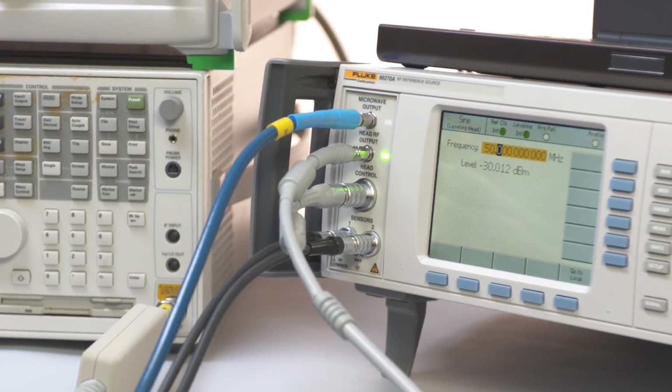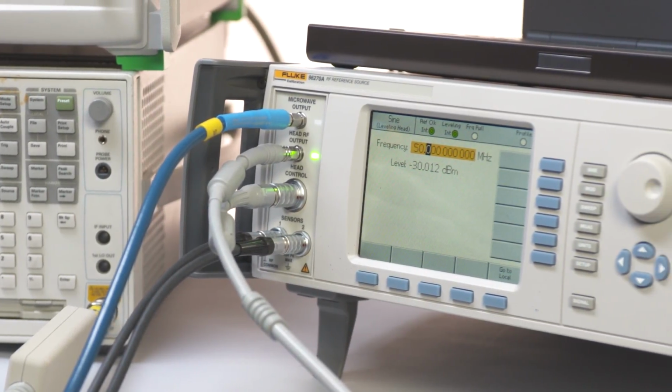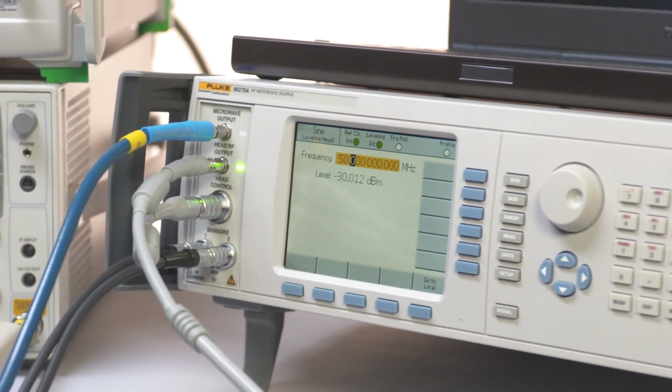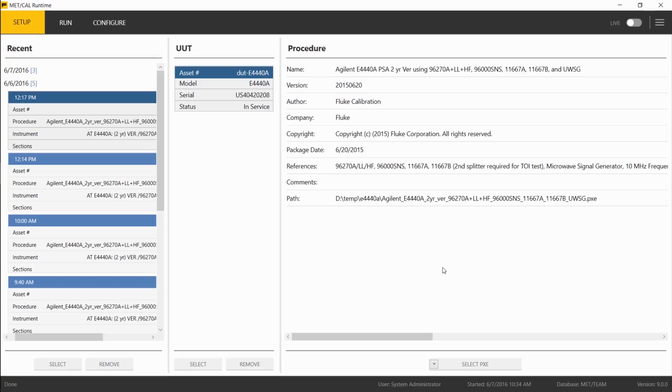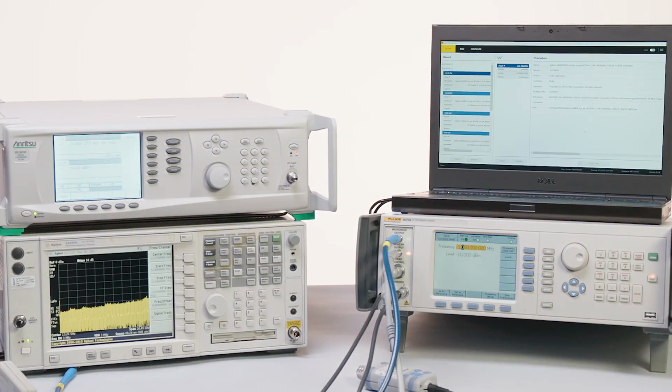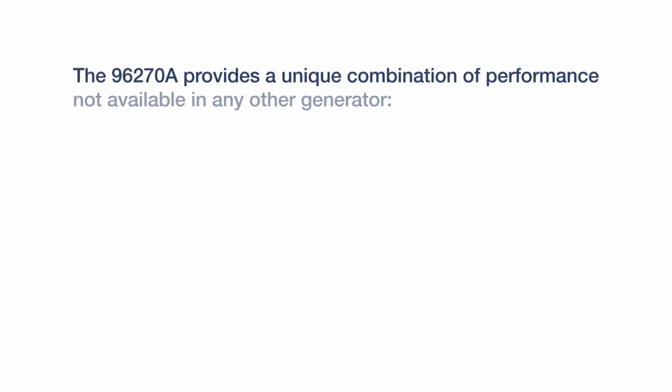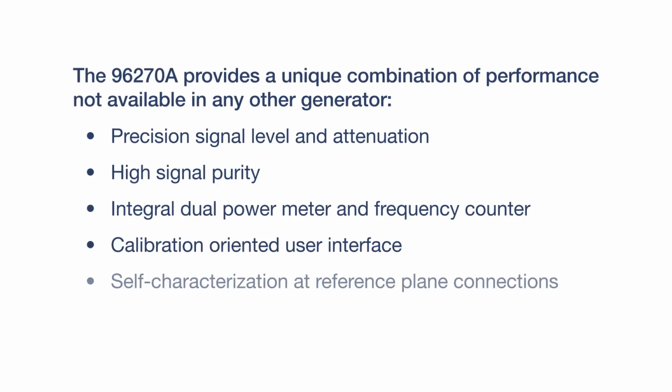So sit back, grab your popcorn, and get ready to see the fastest way to improve your lab's efficiency in spectrum analyzer calibration. Today we're going to be using Metcal Runtime to calibrate an Agilent E4440A PSA series spectrum analyzer, using Metcal to control primarily the 96270A as RF reference source, and some other pieces of equipment as well, to perform performance verification on this unit under test.